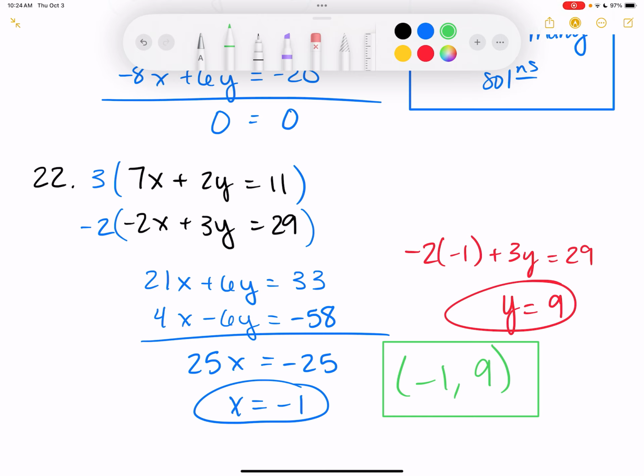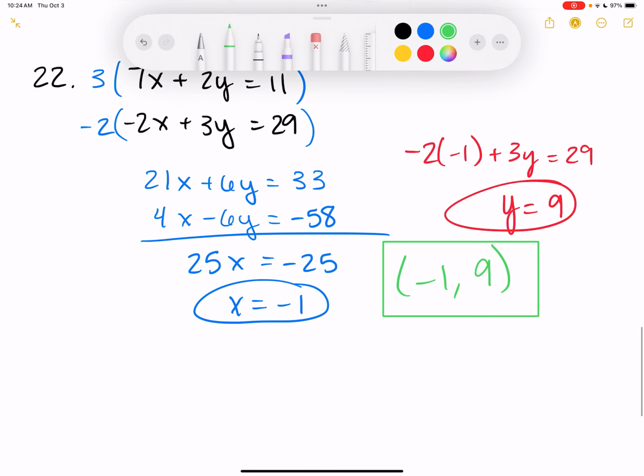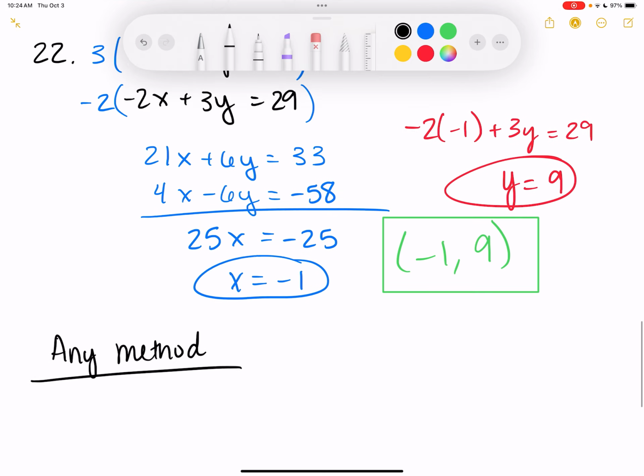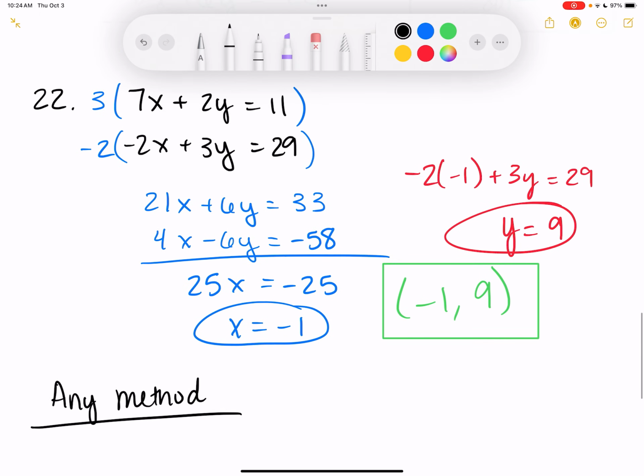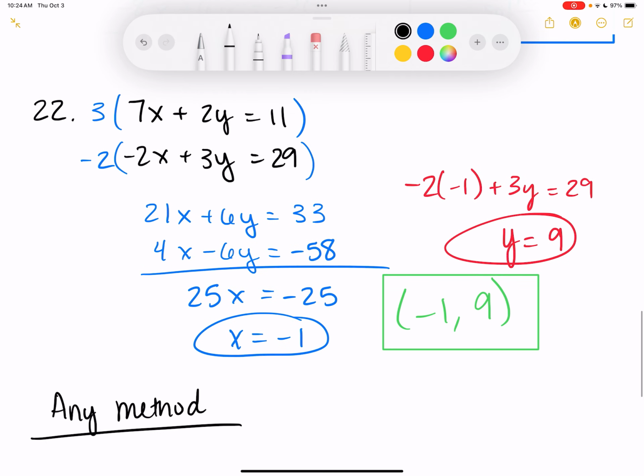All right. The next one says use any method. Substitution tastes better for me. Yeah, it takes a lot less work. Actually, it probably takes more work even if you have fractions, but it makes more sense. It depends though. On that one, I would never have used substitution on this problem. Never, ever, ever. Because you're going to have fractions, and those are going to be miserable fractions.